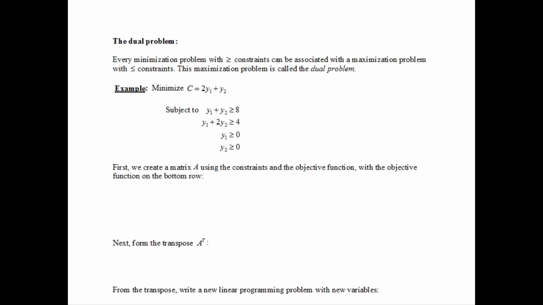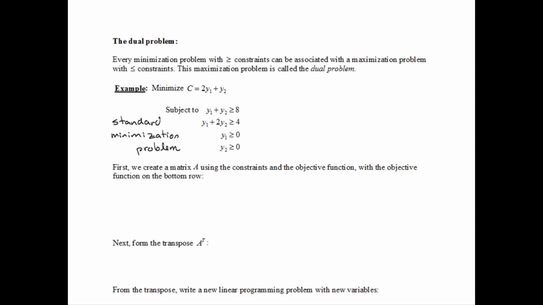The dual problem. This is an example of a standard minimization problem. We have on our constraints, each of them, a greater than or equal to sign and a positive constant. So in each case, we have greater than or equal to a positive constant, and we are minimizing instead of maximizing. These are the types of problems that can be solved using the dual.